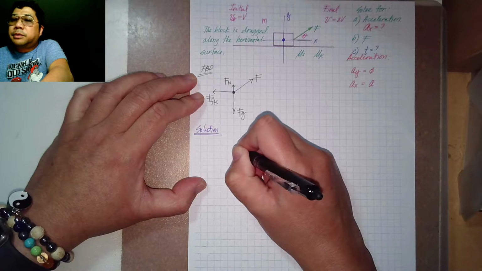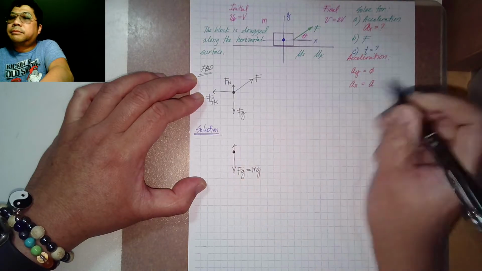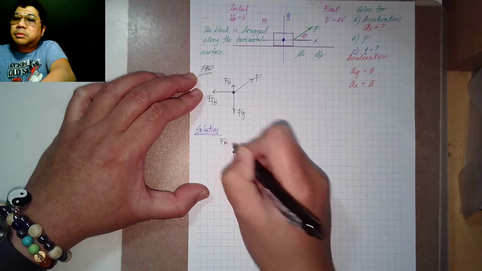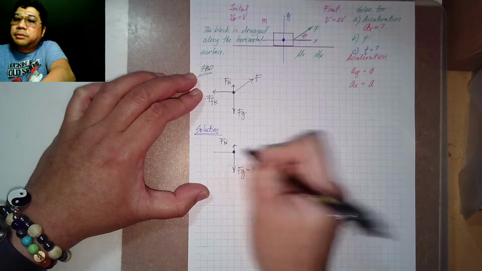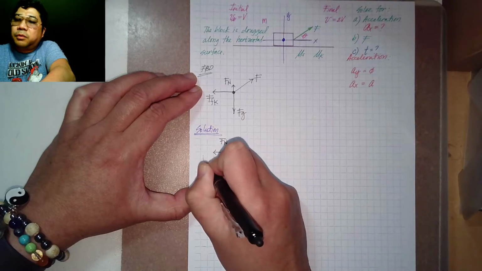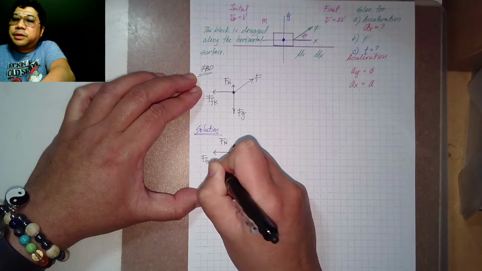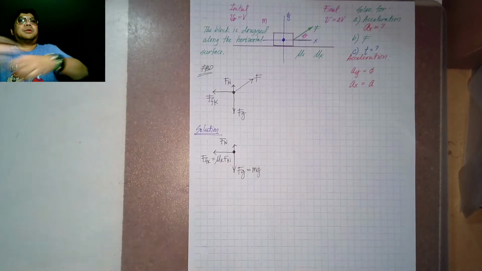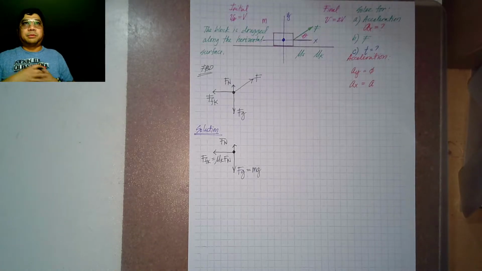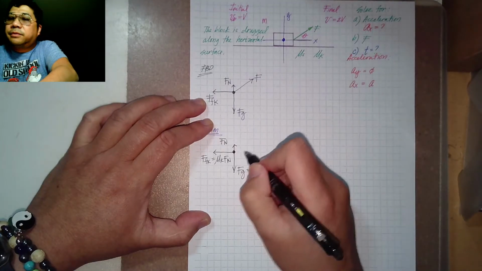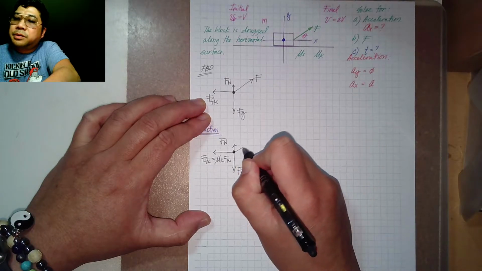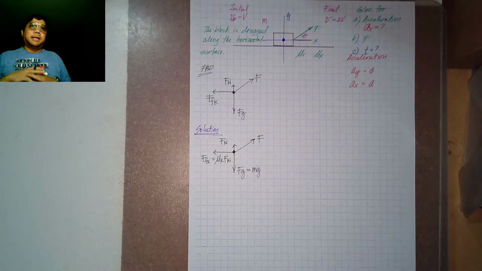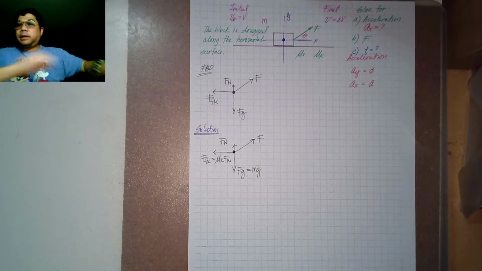Normal force, which is Fn. And then we have, of course, our force of friction or force of kinetic friction. So that will give us mu k multiplied by Fn, the normal force. And then we have the other force acting here, which is your F.